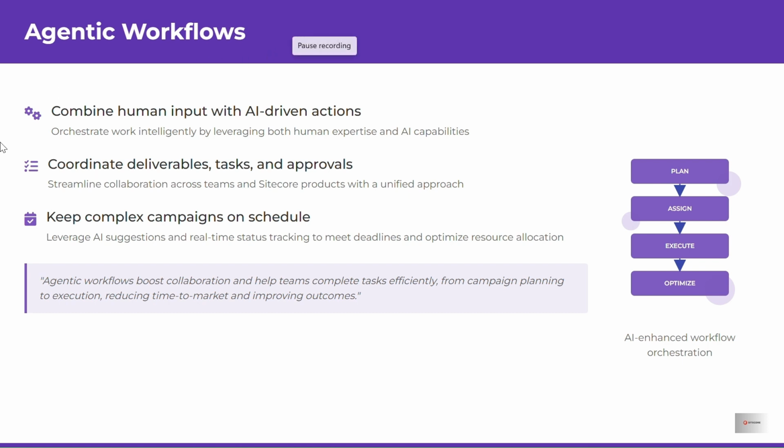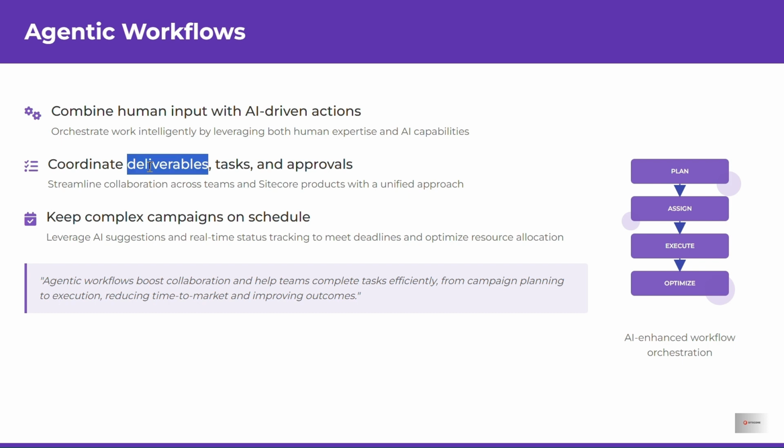So it combines human input along with AI-driven actions, leveraging both human expertise and AI capabilities. When you create a certain task or deliverable within the Stream platform, it helps you by suggesting what tasks you can have within a particular deliverable. Along with those suggestions, you can edit them, add your own tasks, and manage them by assigning them to individuals and updating their progress.